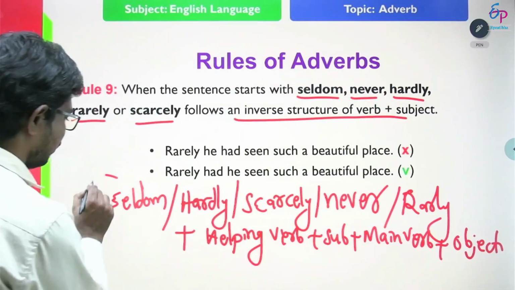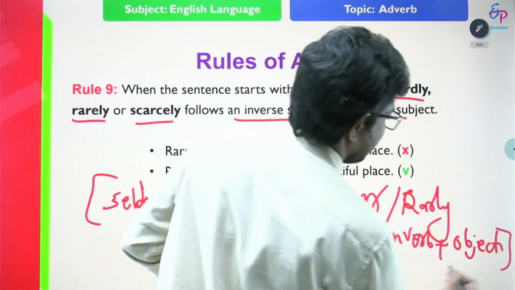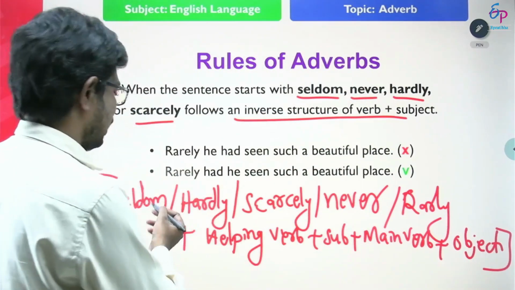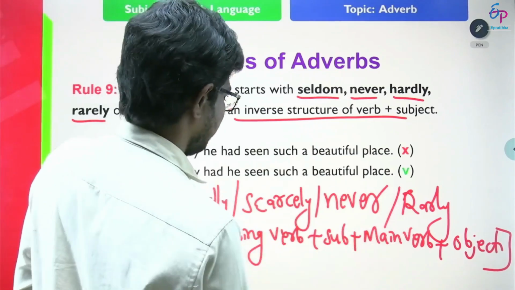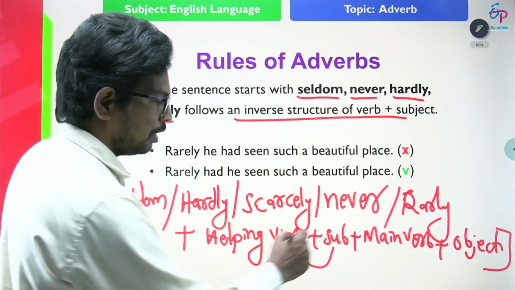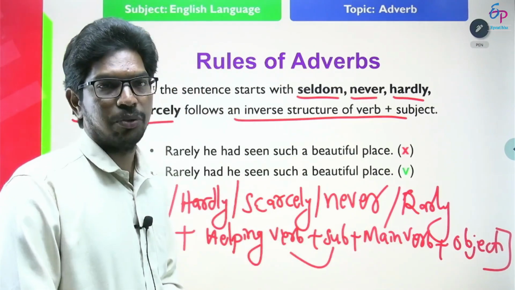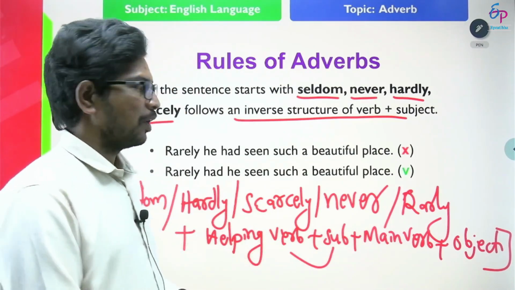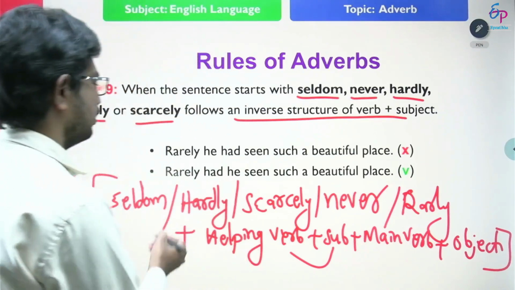This is the inverse form of structure. When the sentence starts with seldom, rarely, hardly, never, we use the helping verb before the subject and the main verb after the subject. This is called inverse structure of the verb. Look at the statement and find out the error.